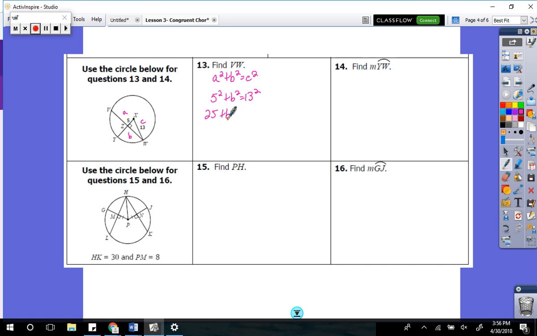Do a little work. B squared equals 144. Square root both sides. B is going to be equal to 12. So this side right here is no longer b. Now we can call this 12. And we know, because of this perpendicular, that these two are equal. That's 12. So if we're looking for VW, it's equal to 12 plus 12, which is 24.